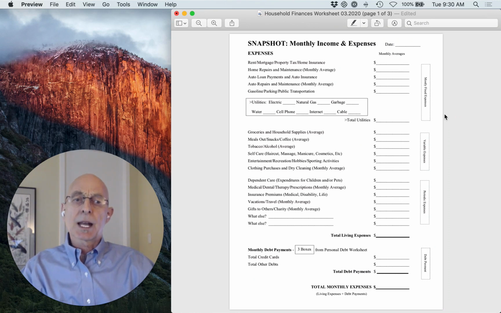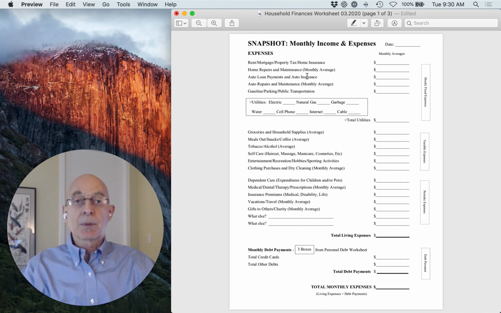Okay, so here's the snapshot. This first section, the mostly fixed, it's just as the name says, month in and month out, these are going to be mostly the same. Rent mortgage is right here on top. That's a big expense for most people. If they own property and they're paying the property tax, it should be broken down into the monthly value, even if they pay it in November, to make sure to get it broken down into the monthly.